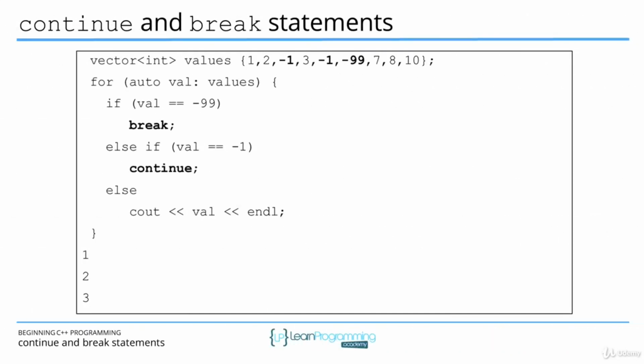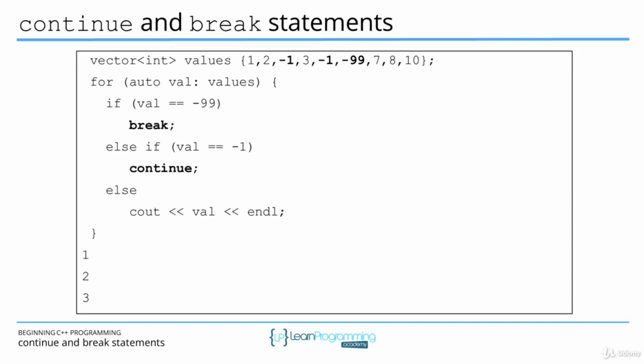In this example, we have a vector of integers. Let's assume that this data comes from some sort of device, and occasionally we get noise in the data. The noise is represented by the -1. We really don't want to process the noise. We want to ignore it. We also need to stop processing when we get the stop signal, which is represented by -99.